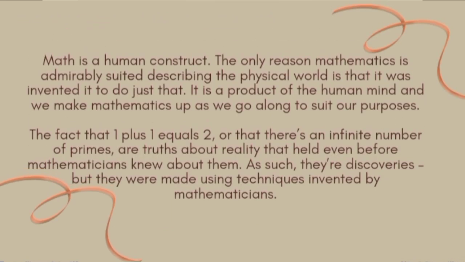Mathematics is a human construct. The only reason mathematics is admirably suited to describing the physical world is that it was invented to do just that. It is a product of the human mind, and we make mathematics up as we go along to suit our purposes. The fact that 1 plus 1 equals 2, or that there is an infinite number of primes, are truths about reality that held even before mathematicians knew about them. As such, they are discoveries, but they were made using techniques invented by mathematicians.